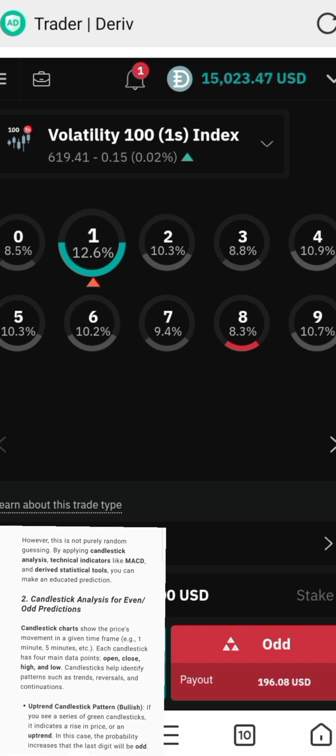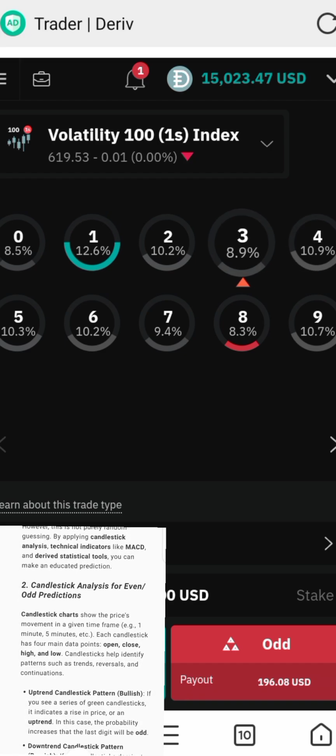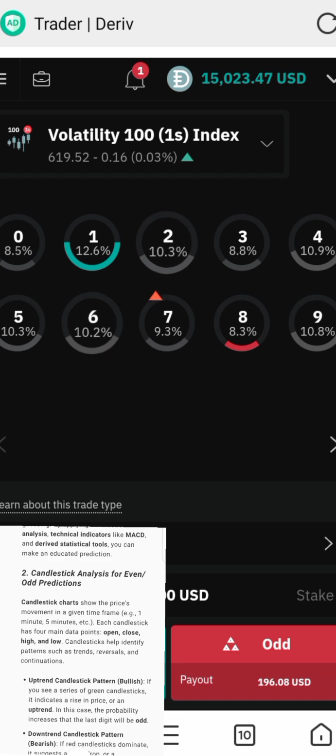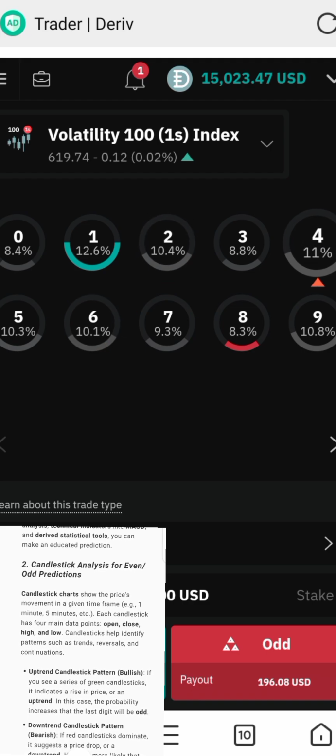However, this is not purely random guessing. By applying candlestick analysis, technical indicators like MACD, and derived statistical tools, you can make an educated prediction.